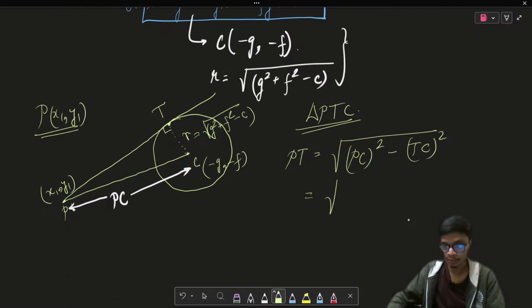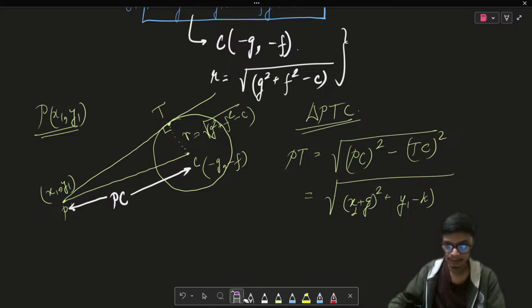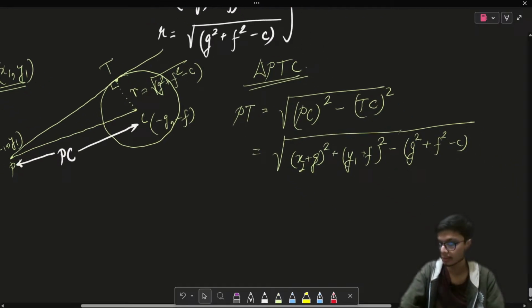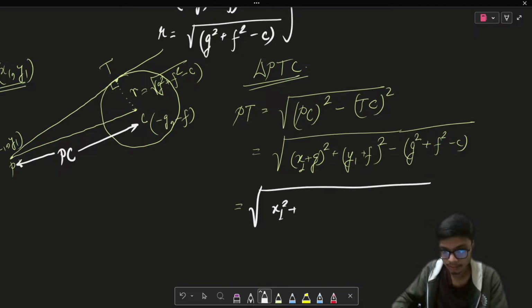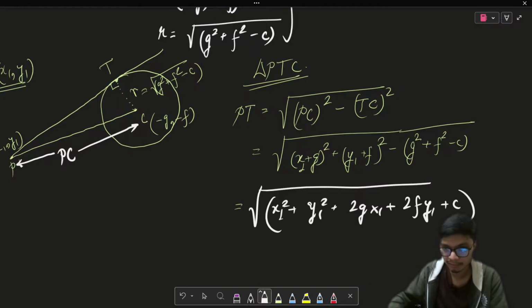If I apply this form, PC square will be x1 plus g whole square plus y1 plus f whole square, minus g square plus f square minus c. If I carry out this algebra, the result comes out to be the square root of x1 square plus y1 square plus 2 times g x1 plus 2 times f y1 plus c. So this is the value that comes out.